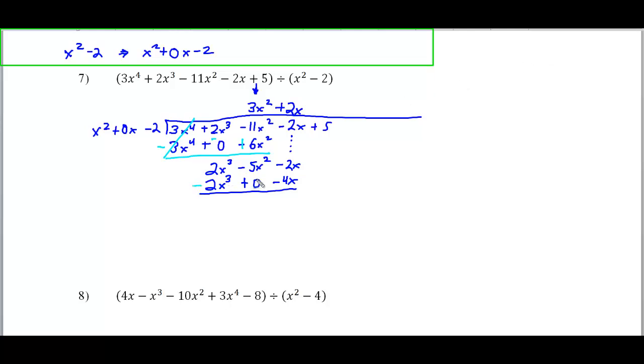So this is going to be minus and plus, because when we do our subtraction step, everything changes. That simplifies. Now we're going to bring all this down. So this is going to be negative 5x squared plus 2x plus 5. Now what do I have to multiply my x squared to make negative 5x squared? Well, I'm going to multiply by negative 5. And that gives me a negative 5x squared.